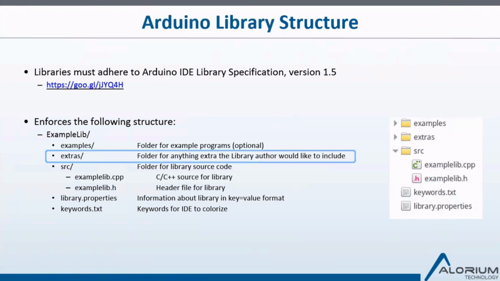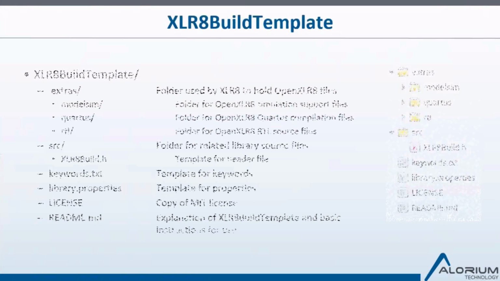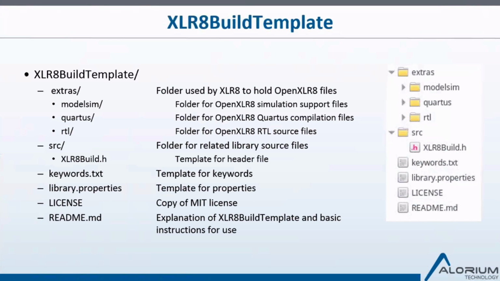What we're going to do is use the extras directory, that optional directory, as a place to store the stuff that we need for OpenXLR8. Starting with the build template library, we can see the top level structure here. It looks very similar to that example lib from the previous slide. We've got the source directory, we've got the keywords text and the library properties files.